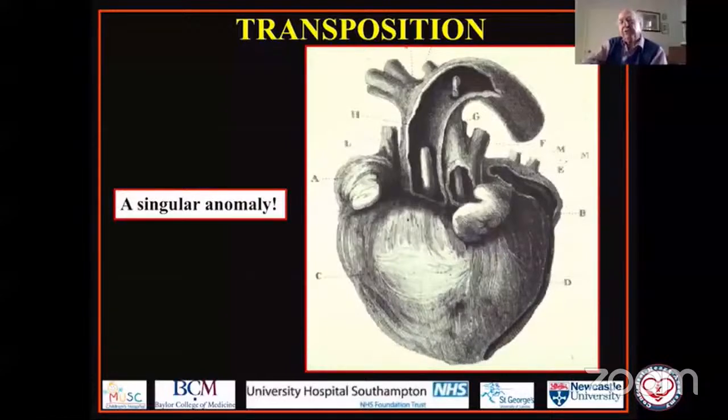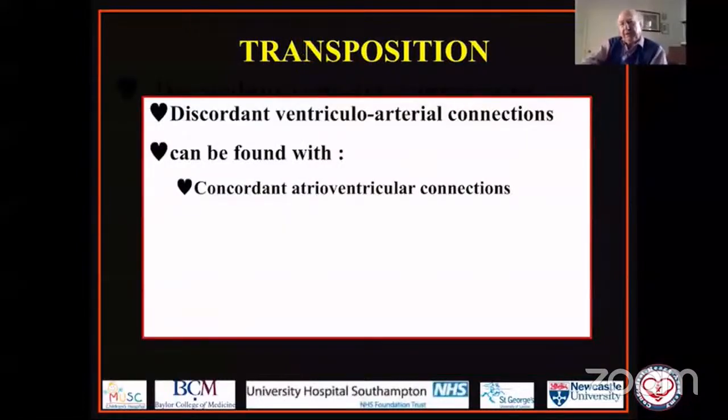We discussed last week the controversy that has raged since then as to how best we should describe this lesion. And what we settled on was that it would be better if we called the situation discordant ventricular arterial connections. But I know full well that you will all continue to describe it as transposition.